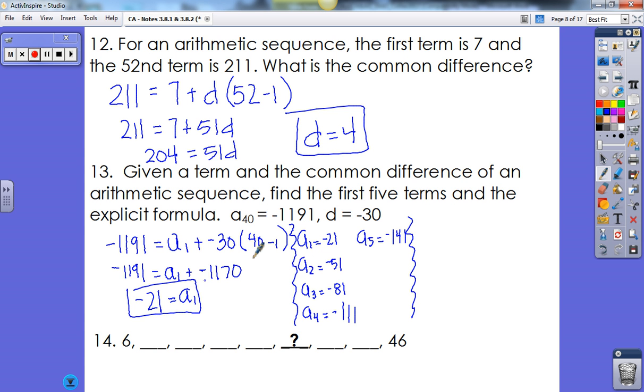I just took the first term that I found and then used my common difference to find the first 5 terms. And then finally, write the explicit formula. So I've got my first term that I found, which was negative 21, my common difference of negative 30, and n minus 1. Remember, when I'm writing a formula, n is left in my answer. I don't have a specific value. So I end up with negative 21 minus 30n plus 30. And when I combine like terms, I end up with negative 30n plus 9.